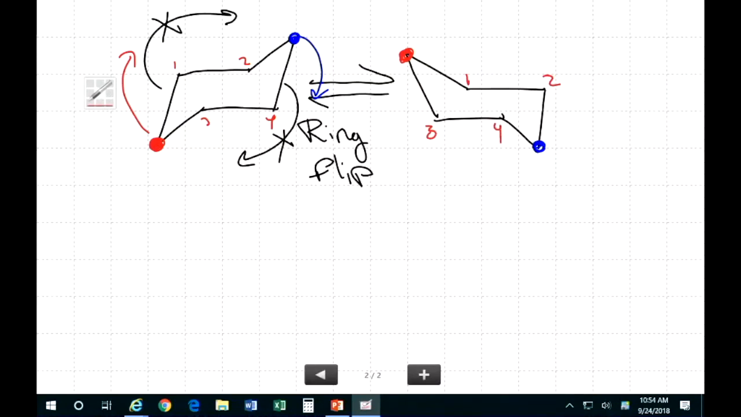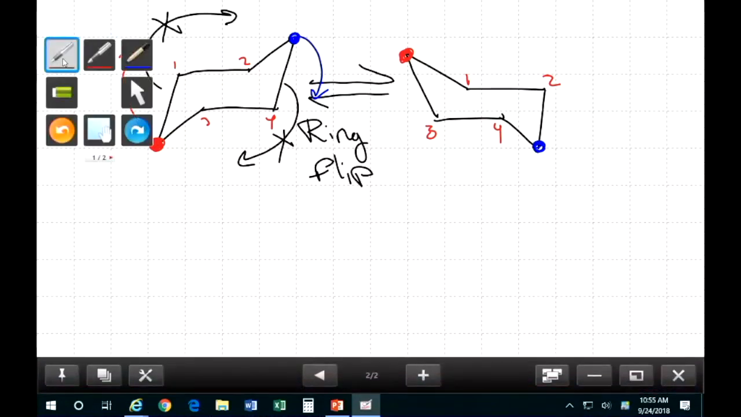So we basically grab either end, the red dot and the blue dot, and we pull the red dot up and the blue dot down, and we let the bonds between carbon 1 and 2 and 3 and 4 rotate and get us from one chair conformation to the other. And this is a ring flip.